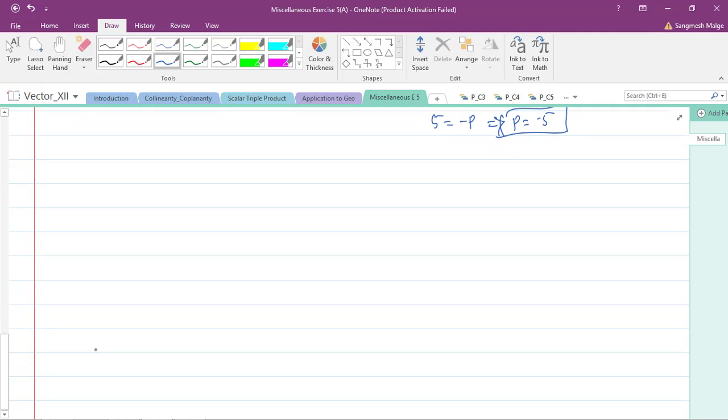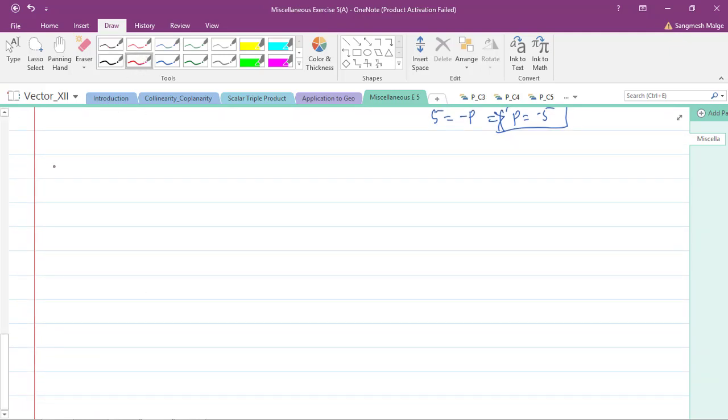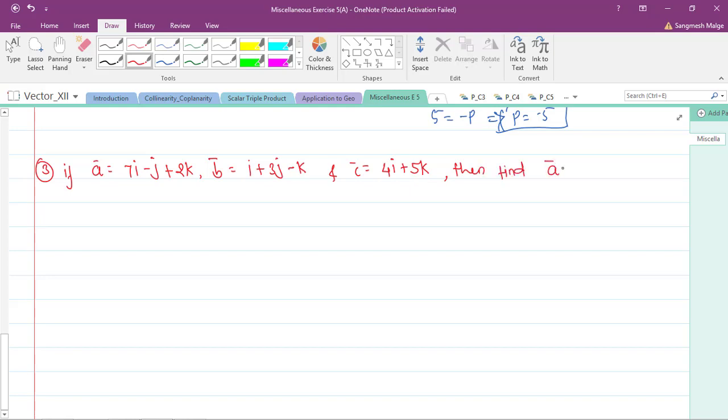So I hope you are following the same procedure. Pause the video, try on your own, and let's verify. So question number 3 says like this: if A bar is equal to 7i minus j plus 2k, B bar is equal to i plus 3j minus k, and C bar is equal to 4i plus 5k, then find A bar dot B bar cross C bar.